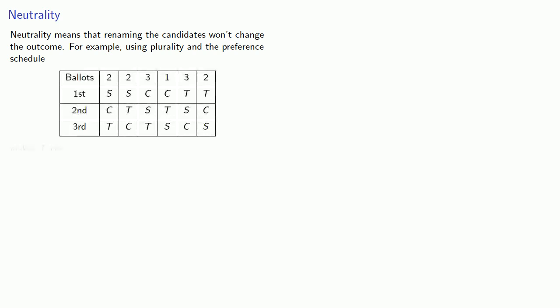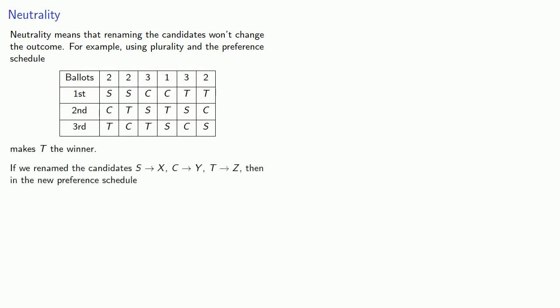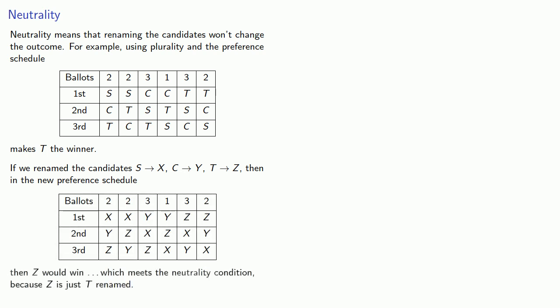Another thing we might want our social choice function to have is neutrality. Neutrality means that renaming the candidates won't change the outcome. For example, using plurality in the preference schedule makes T the winner. Now, if we renamed our candidates X, Y, and Z, then in the new preference schedule, Z would win, which meets the neutrality condition because Z is just T renamed.